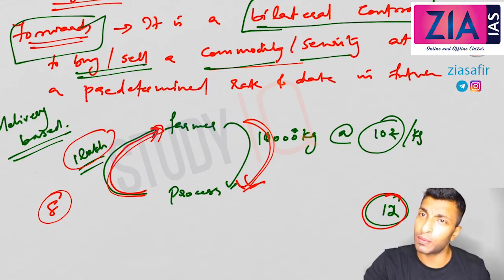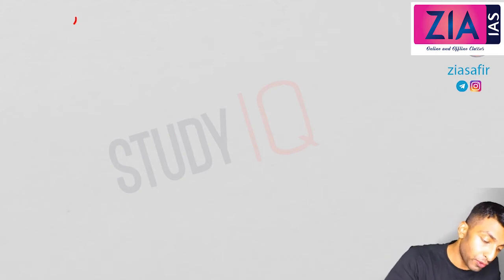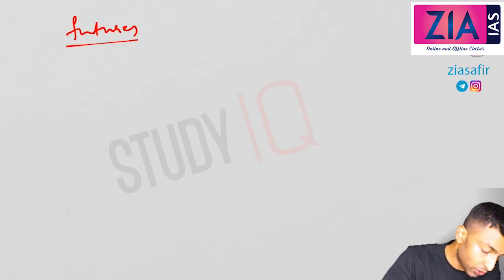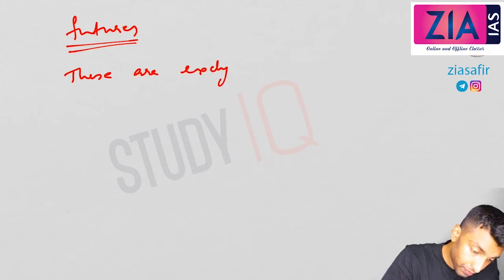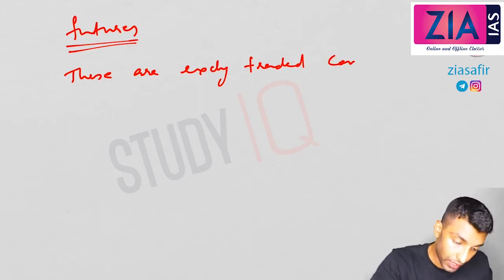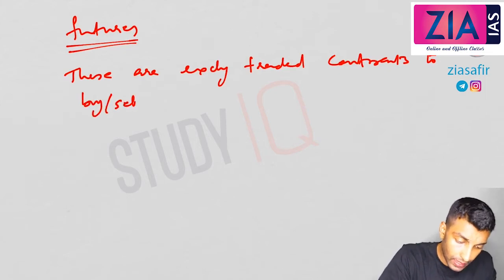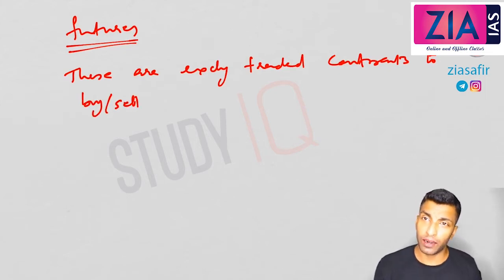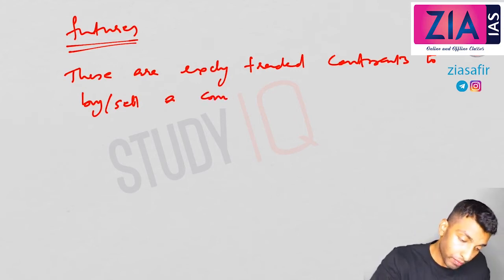Exactly the same will be the concept in futures. The same concept, but it will be regulated by SEBI, and it is exchange traded in case of futures. So let me write down the definition of futures. I will tell you the mechanism also. Futures, these are exchange traded, means standardized contracts to buy or sell. So here the farmer will sell and the processor will buy a commodity.